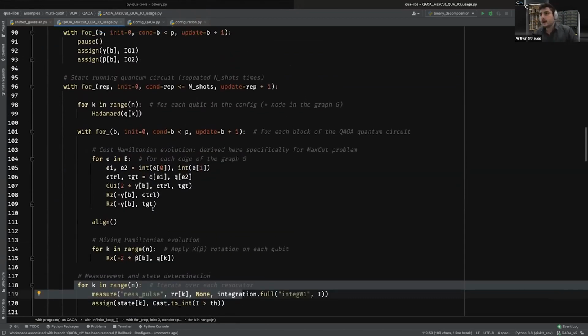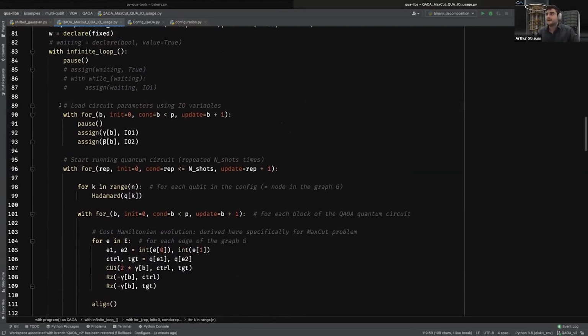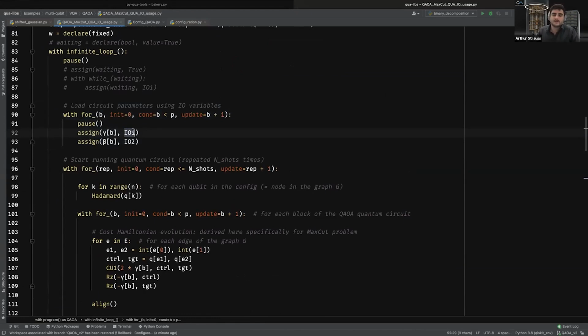I won't spend too much time on it, but what's interesting is what happens before. How do I initialize my program? What I introduce here is a set of assignments, which is my way of loading my parameters. As you can see, I call some variables called IO1 and IO2, an abbreviation for input-output variables. Those are memory slots available straight from the quantum machine instance that you declare, where you can pass Boolean variables, floating point variables or integers. And you can do that while the program is still running.